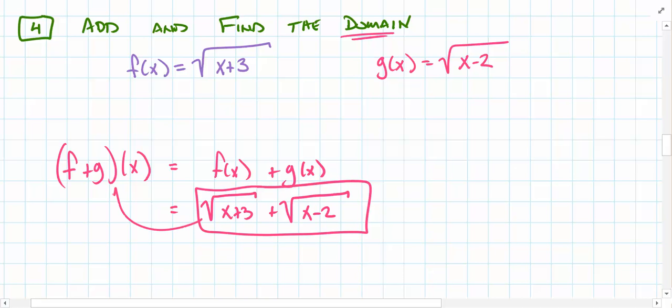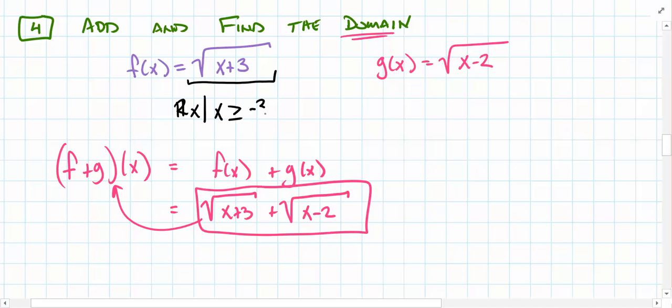Now, how do I find the domain for my new f plus g of x? We could graph it. One trick you can do is look at their individual domains. What would the individual domain for that be? I'll start you off: all real x such that x needs to be greater than or equal to something. What would it be? It would be negative 3. Tell me why.